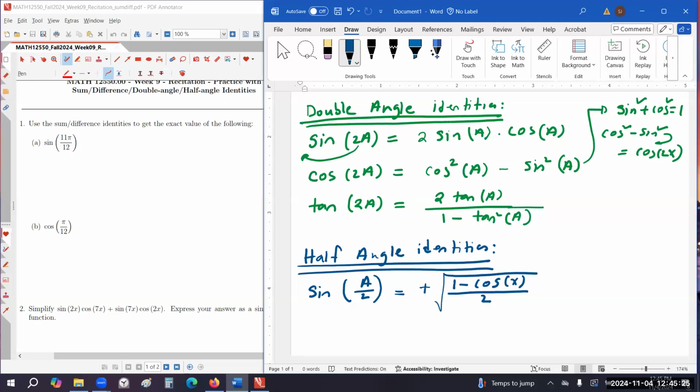But if the angle is lying in the fourth quadrant or third quadrant, then it will have a negative sign. So we know sine is positive here and here. So in these 2 quadrants, it's positive. But if your angle is lying in the third or fourth quadrant, then it will be negative. Whatever answer you have, the sign will be different.